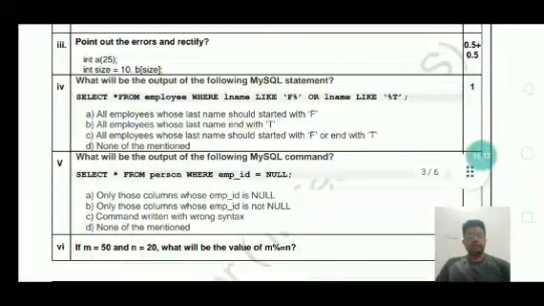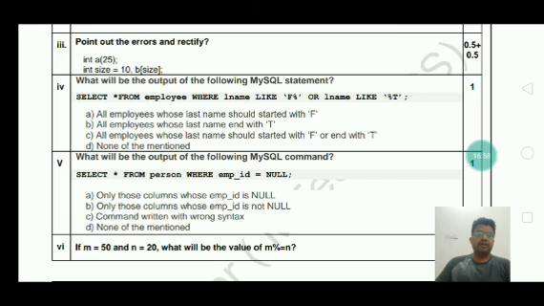Fifth one. What will be the output of the following MySQL command? Select * from person where employee ID = null. Read these four statements. So the right one is: command written with wrong syntax. The equal to sign is not allowed here. The command is written with wrong syntax.